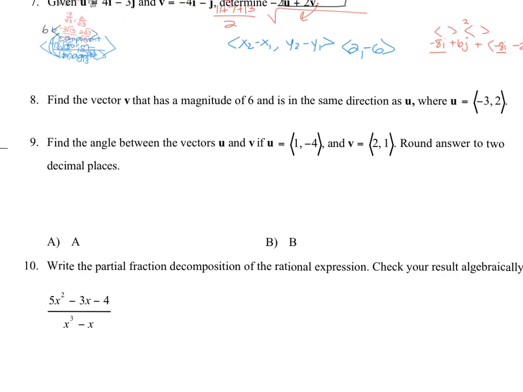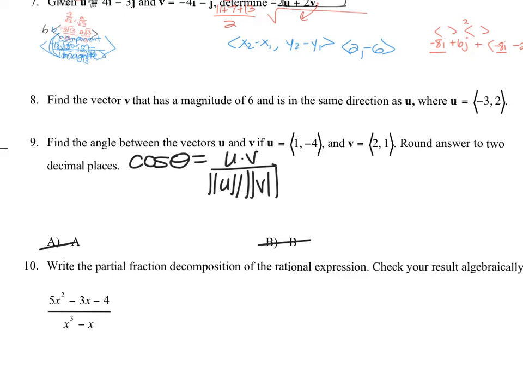The cosine of theta equals the dot product of u and v over the magnitude of u times the magnitude of v. You can ignore these, they were multiple choice; I couldn't get rid of them. So it says find the angle between them if u and v are given.